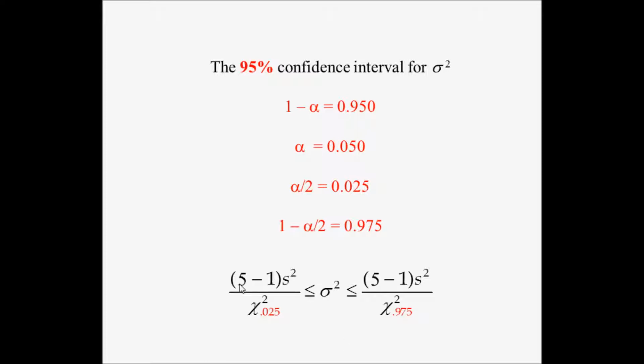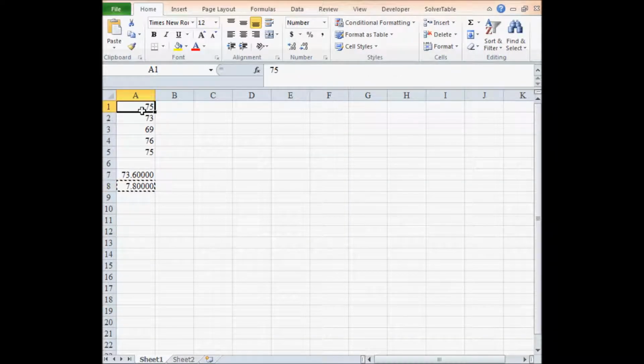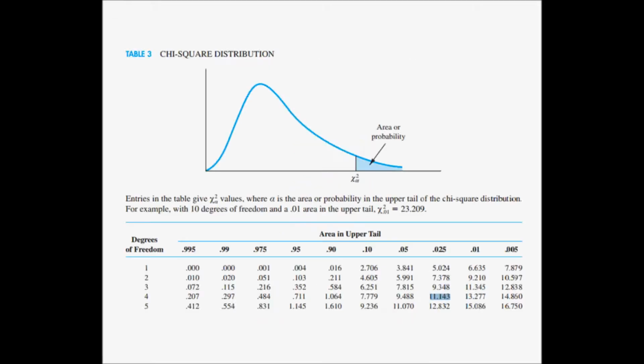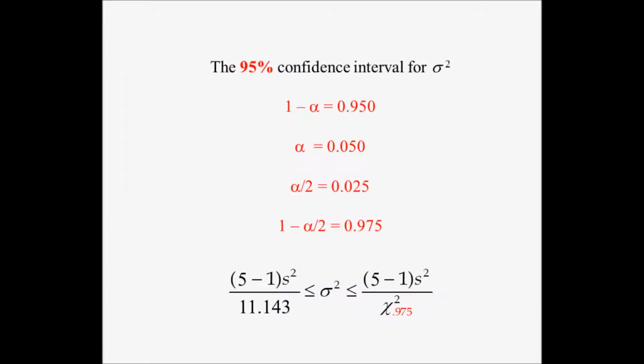Now the sample size was 5. I had 5 observations, correct? 1, 2, 3, 4, 5. I had 5 observations in the sample. 5 minus 1 is the degrees of freedom. So I have to go to row 4 of the chi-square table. In row 4 of the chi-square table, under 0.025, I get the critical value from the chi-square table for the lower number in the confidence interval. And I replace the chi-square subscript 0.025 with 11.143.